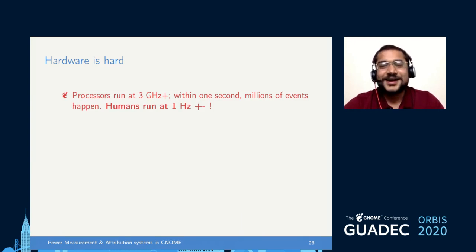All right, so what is the challenge that we're facing? How do we fix this? How do we actually get this done? So again, one more cliche: hardware is hard. But why is this problem hard? We know that processors run at 3 gigahertz plus. That means a processor does billions of operations each second, right? Whereas humans run at around a hertz, plus or minus. Some people run at 10 hertz, some at 1 hertz. Basically, they do one operation in 1 second.